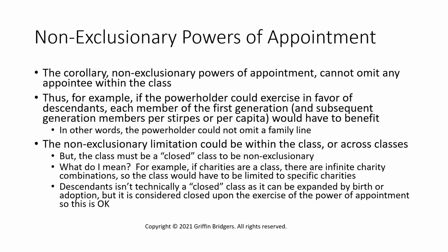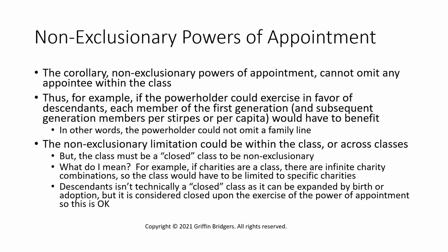So in other words, the power holder with a non-exclusionary power of appointment couldn't omit a family line within that classification of descendants. Now, it's important to note too that the non-exclusionary limitation could be within the class or across classes. I talked about closed classes earlier. So you could have this where you can say that you can't omit any recipient within a certain class.